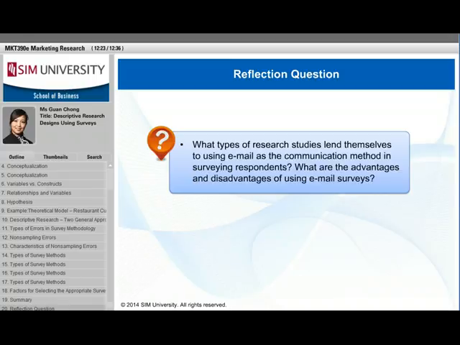Reflection question: what types of research studies lend themselves to using emails as the communication method in surveying respondents? What are the advantages and disadvantages of using email surveys?